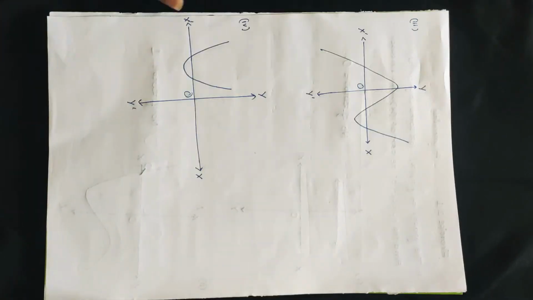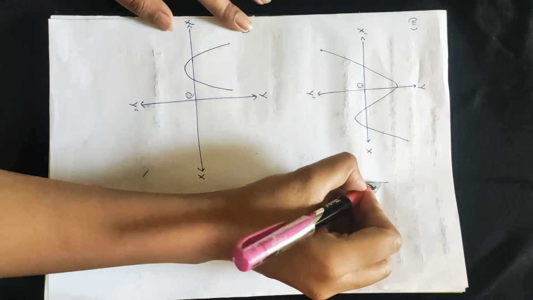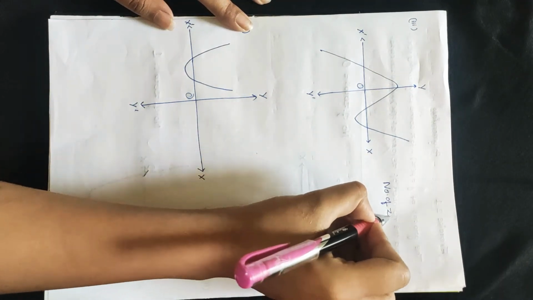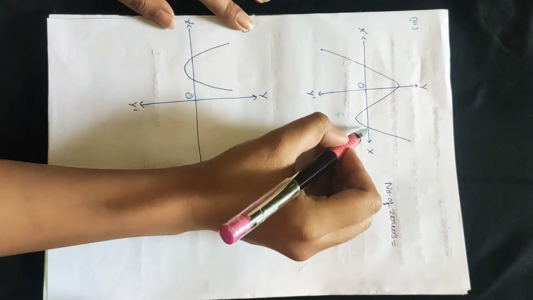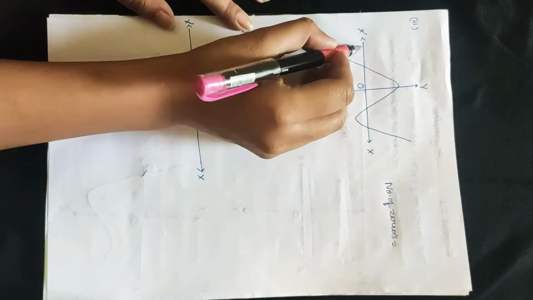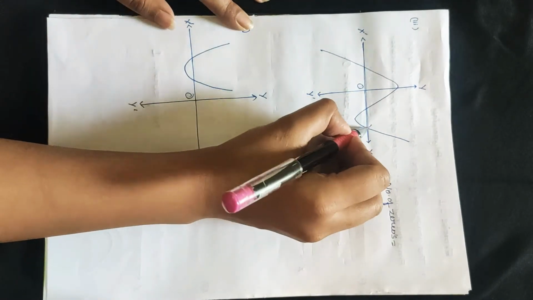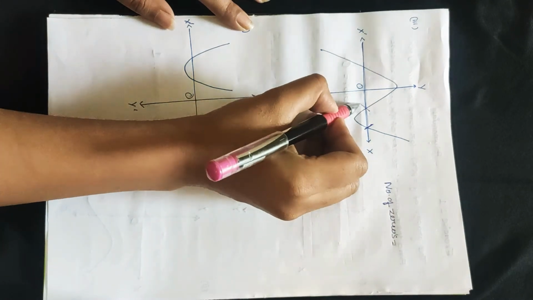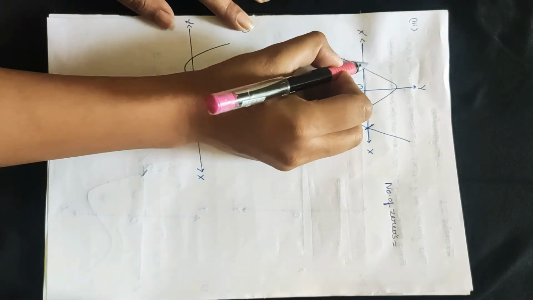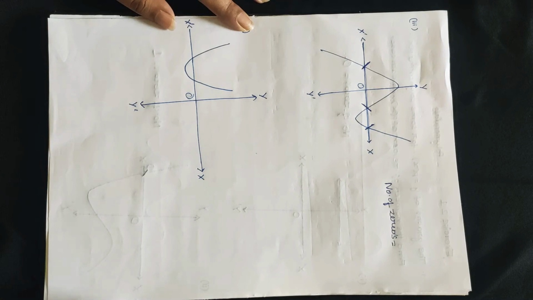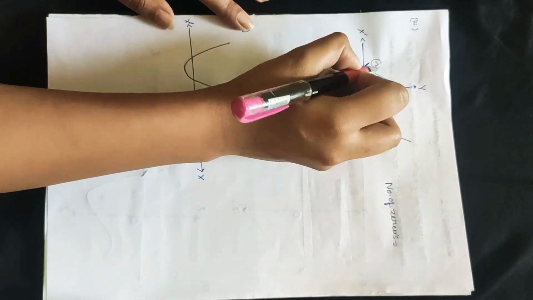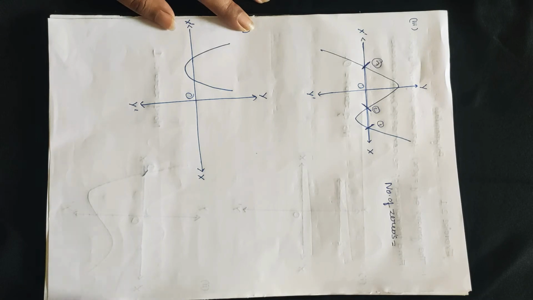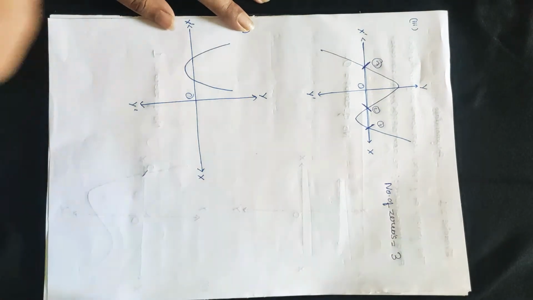Let's try to solve question number 3 of graph. So what can be the number of zeros here? The number of zeros is how many times the graph intersects the x-axis. So this is the x-axis here. This is the first point, this is the second point, and this is the third point. So at 3 points the graph intersects the x-axis. Therefore the number of zeros is 3.